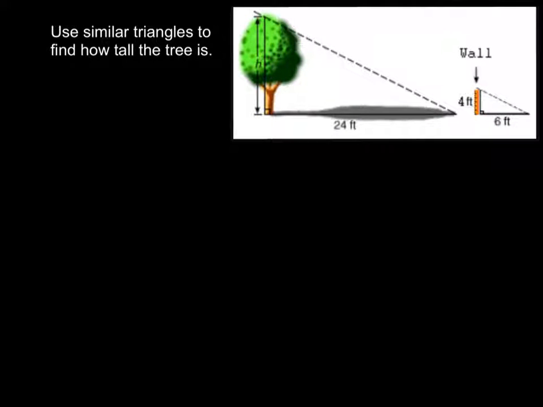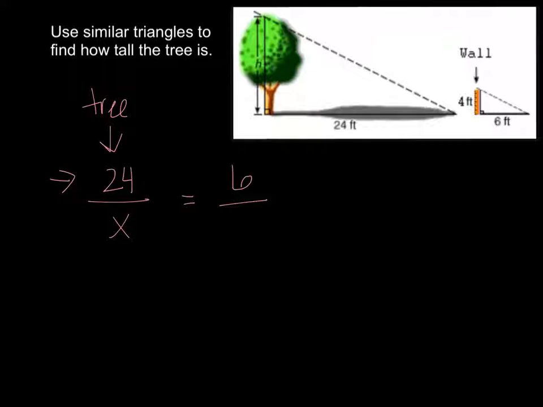So let's solve it here. Use similar triangles. We know that these triangles are similar. The directions tell us to find out how tall the tree is, so we are going to set up a proportion. We could have shadows be our numerator. So I could say 24 feet to the tree is proportionate to the 6 feet of shadow of the wall. If this is our tree, then my x has to go below that. I don't know how tall it is, but I do know how tall the wall is. It's 4 feet.